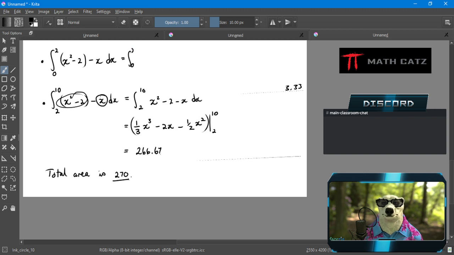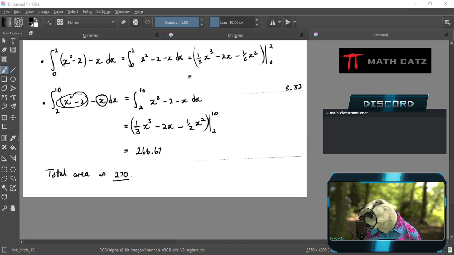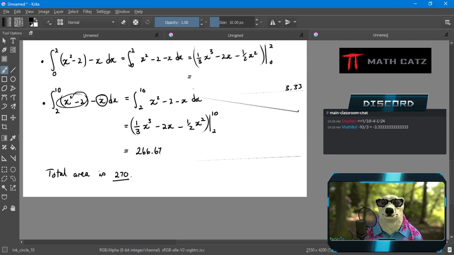So I have my integral from 0 to 2, x squared minus 2 minus x. Yes, it looks the same as the second one. And so I have 1/3 x cubed minus 2x minus 1/2 x squared. And I have to plug in 0 to 2. What am I going to get? Let's do that. It shouldn't come as a big shock that I get negative 3.33.